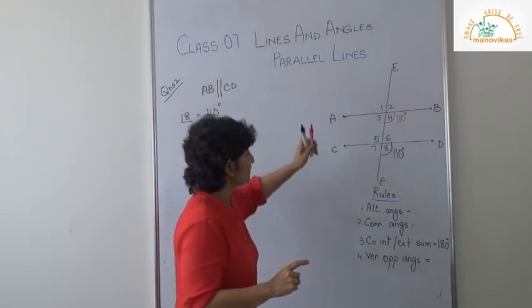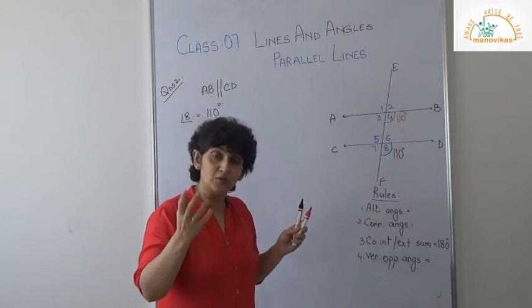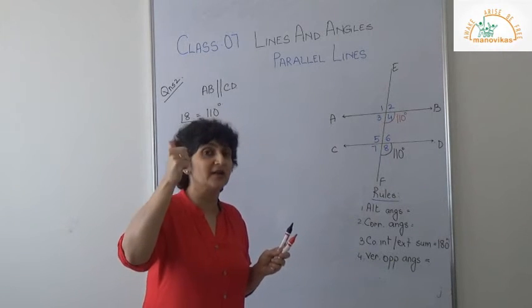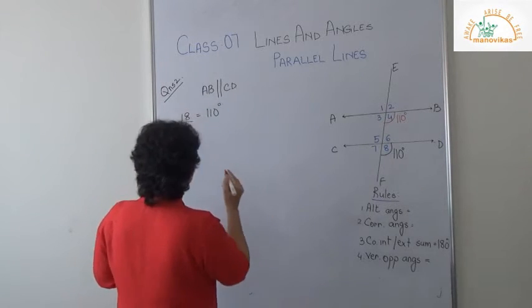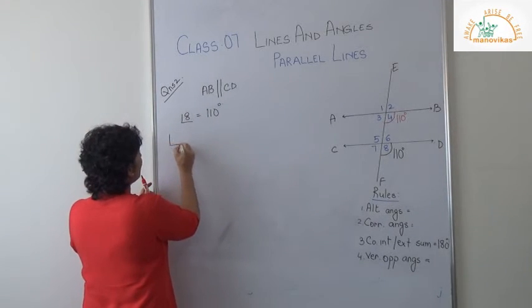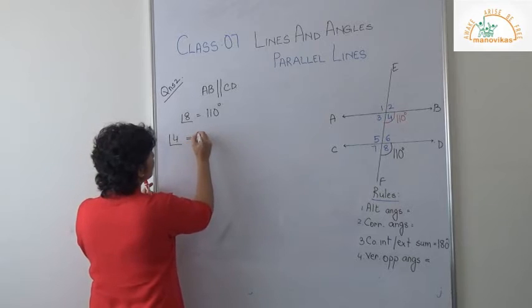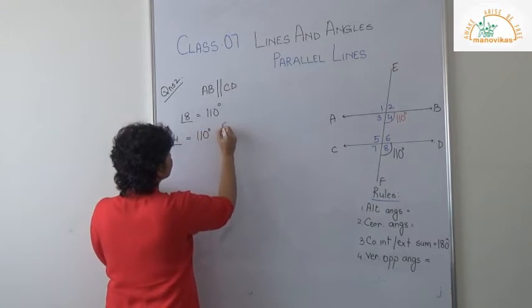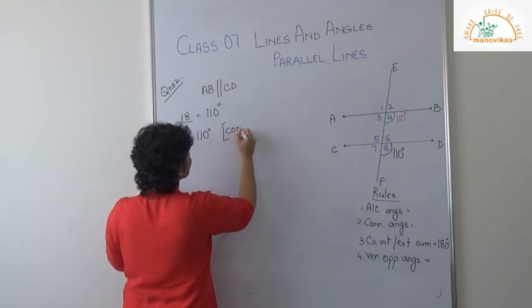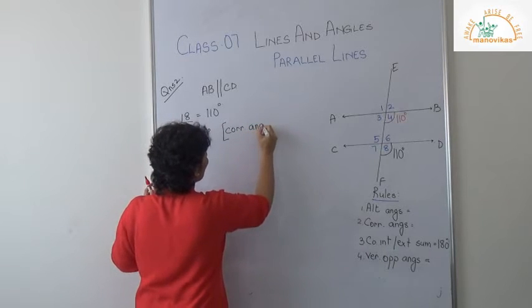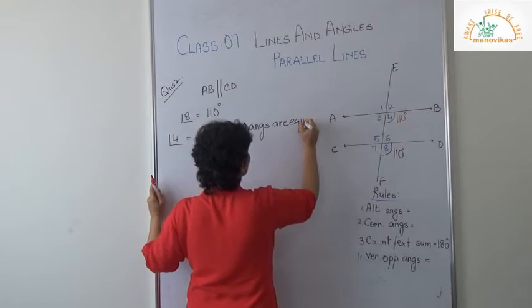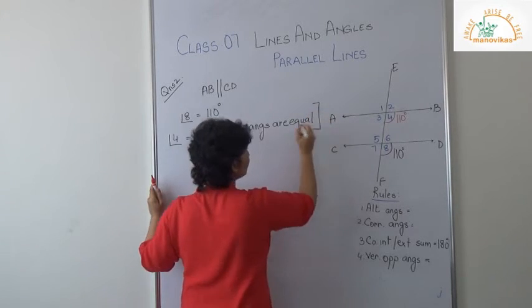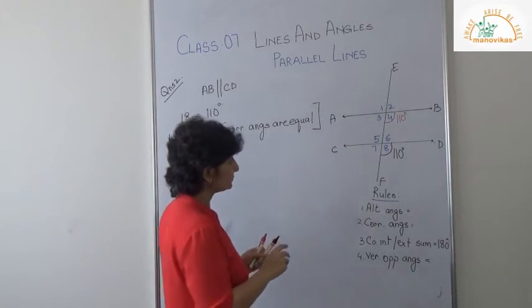And we know, since they have said these two are parallel, when two lines are parallel, the corresponding angles will be equal. So I can say that angle 4 is equal to 110 degrees. Why? Because corresponding angles are equal. This is my reason. Correct?